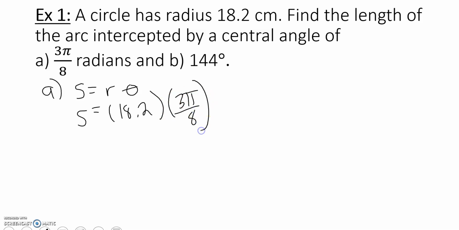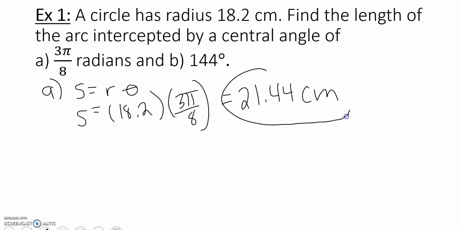You can just plug that in your calculator and multiply it out. If you multiply that out, you get a total of 0.44 centimeters. Since the radius is measured in centimeters, the arc length will also be in centimeters. So that's how you find that arc length: you do 18.2 times 3 pi and then divide it by 8. So that's for part A.